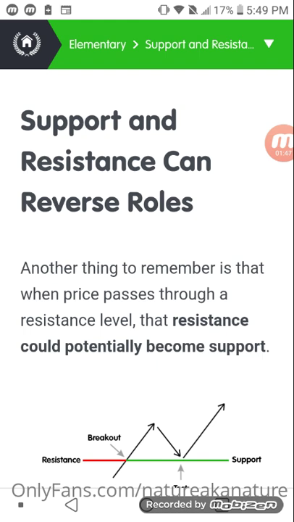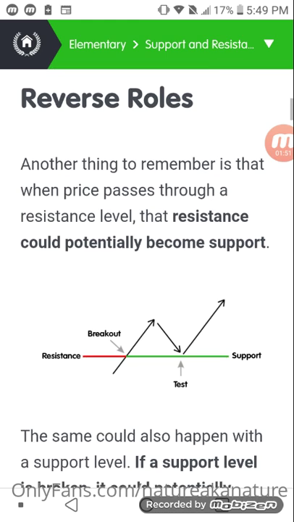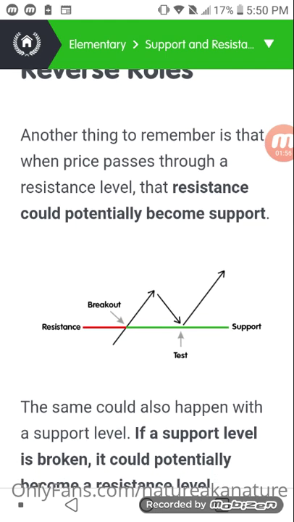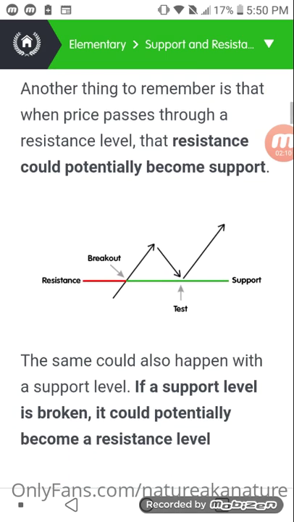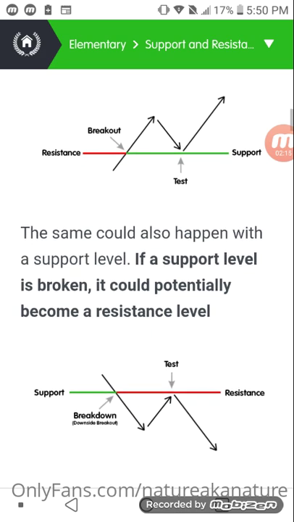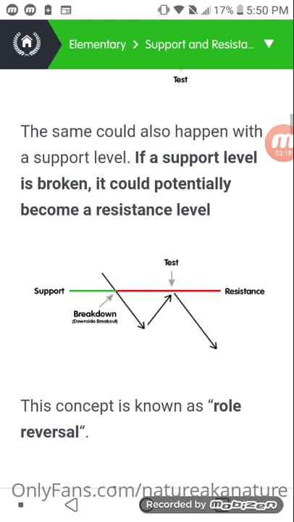Support and resistance can reverse roles. Another thing to remember is that when price passes through a resistance level, that resistance could potentially become support. Once it breaks through that support, that support is now resistance, and once it breaks through that resistance, that resistance potentially becomes support. The same also happens when support is broken: if a support level is broken, that support level eventually becomes resistance.